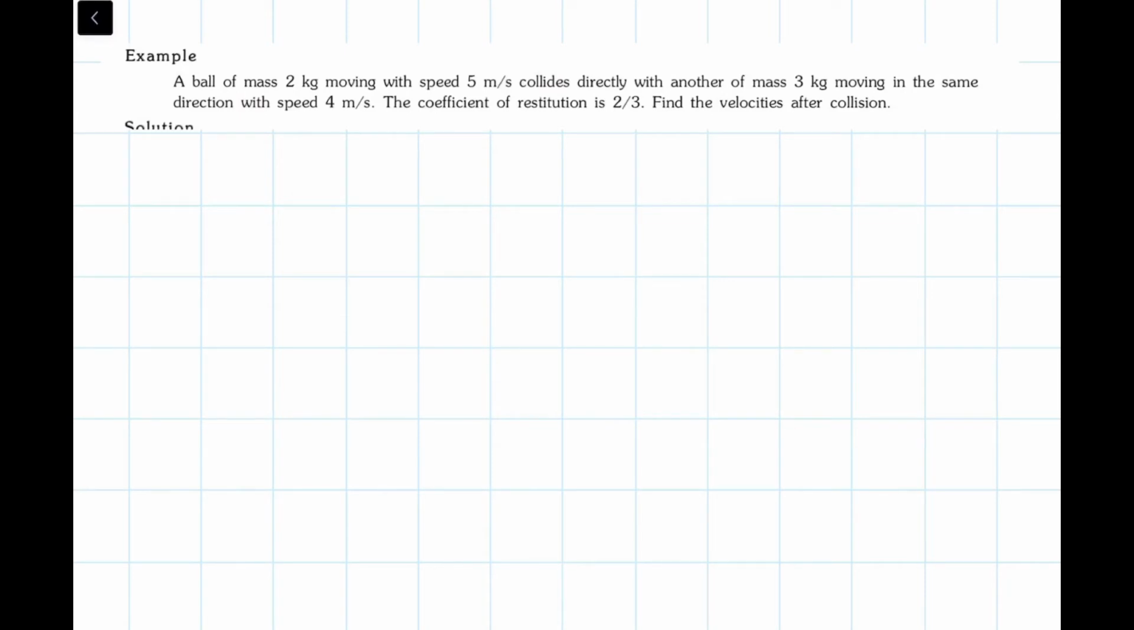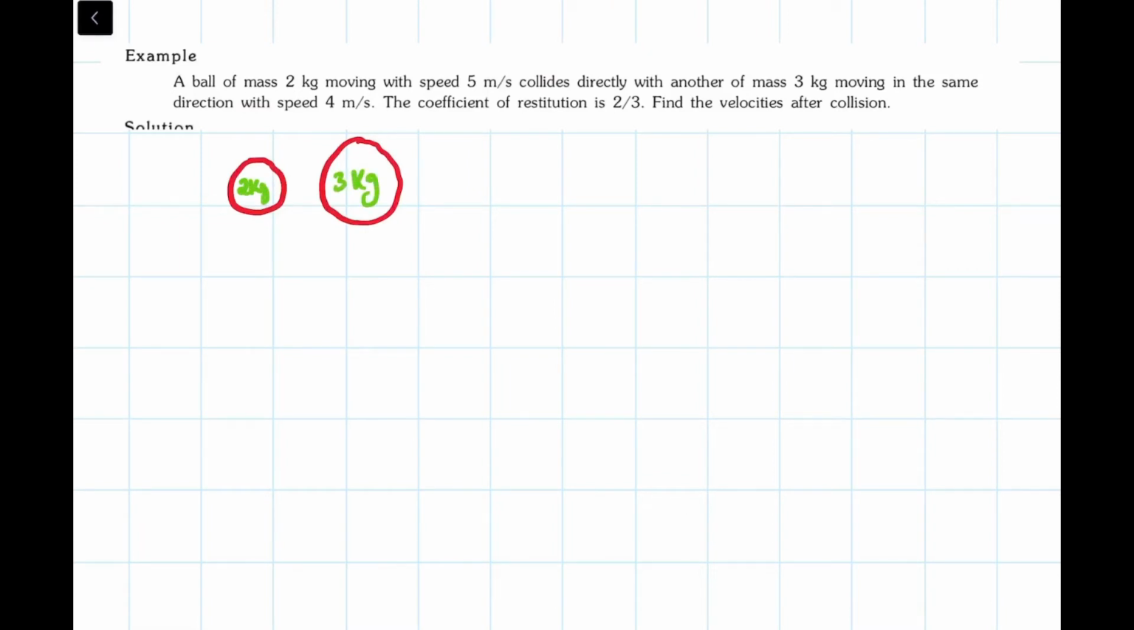So let's see this one. A ball of mass 2 kg moving with speed 5 meter per second is colliding directly with another ball of mass 3 kg moving in the same direction with speed 4 meter per second. The coefficient of restitution is given. We have to find the velocities after collision. So let's take two balls: one is 2 kilogram, a smaller one, and the other, let's draw it large, 3 kilogram.